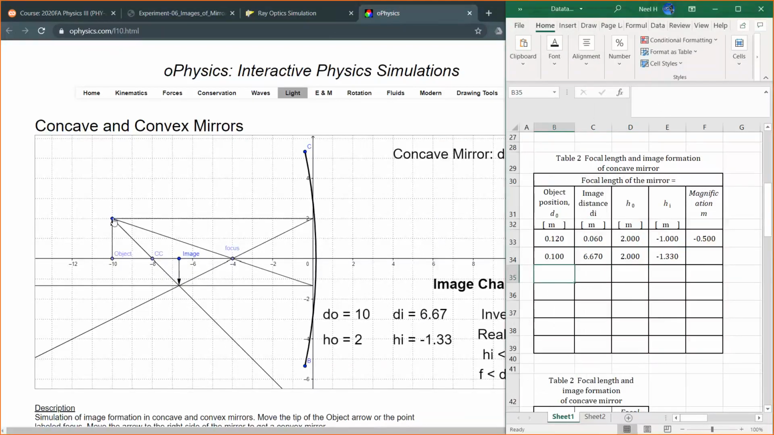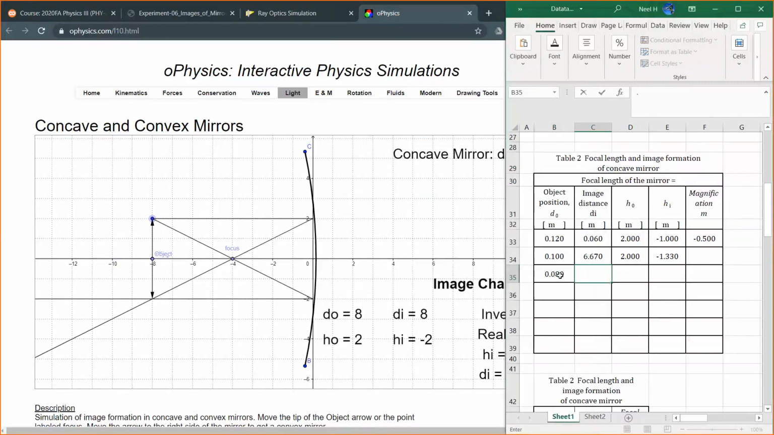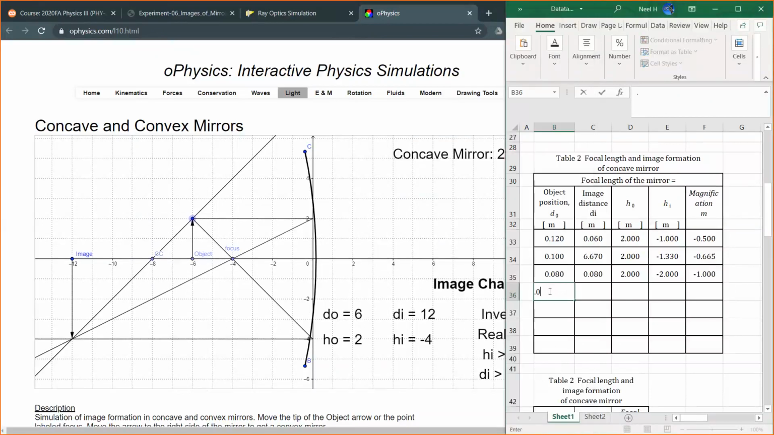And then all we have to do is click and drag. So let's bring it to 0.08. Now you can see when the object is exactly at the center of curvature point, the image is exactly the same size, inverted, exactly on the same location. It is now 0.08 for di, and the 2 centimeters, -2 centimeters. Magnification is about 1. You can click and drag this column F. Okay. Now let's bring the object in between the focal point and the center of curvature point, about 6 centimeters, 0.06.